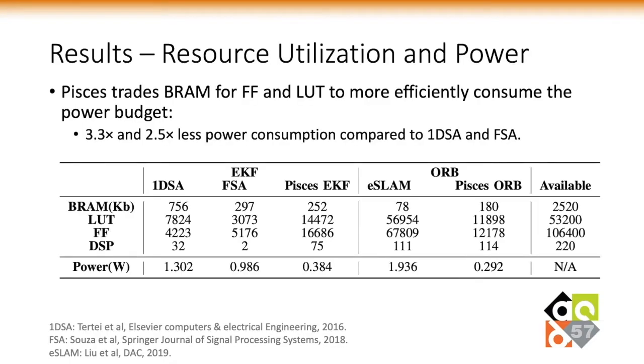First, we compare resource utilization and power consumption. As the numbers in this slide show, for EKF SLAM, Pisces employs fewer or an equal number of BRAM blocks while using up to 4 times more lookup tables and flip-flops compared to OneDSA and FSA. As this comparison suggests, Pisces trades BRAM for flip-flops and lookup tables to more efficiently consume the power budget. The impact of such a trade-off is about 3 times and 2 times less power consumption compared to OneDSA and FSA, respectively. Please see the paper for more details about these results and the breakdown of the power consumption.